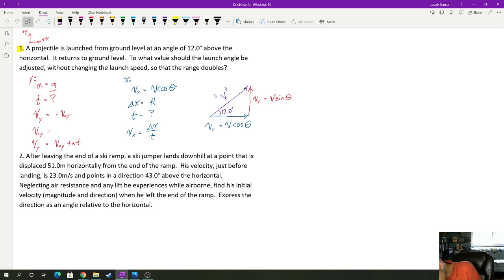Vy is going to be v sine theta. Okay, and by the way, this would be v naught y is what we solved for on that triangle because that's the launch velocity. And then obviously when it's on the way back down again, it goes up and it comes back down. When it's on the way back down again, this is just going to be negative v naught y. And so that's why I'm going to say this is equal to negative v sine theta.